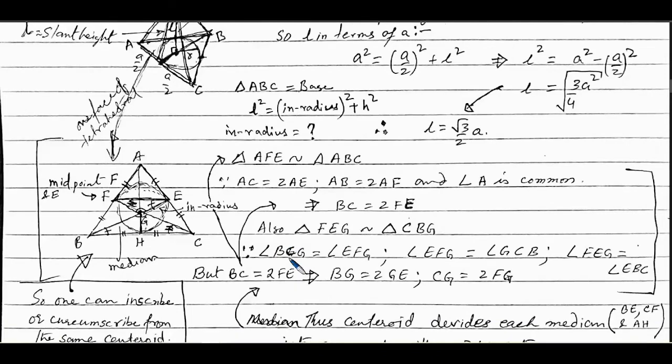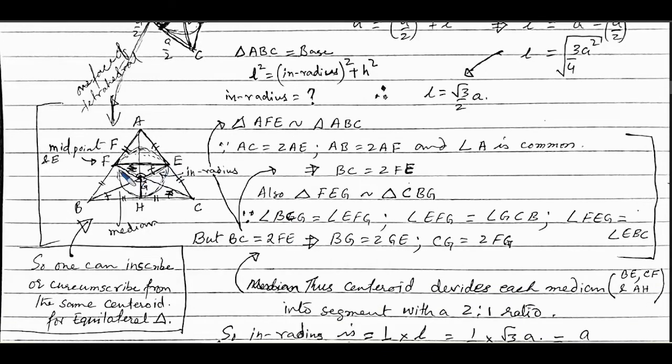Also triangle FEG, you see this triangle here, FEG, and triangle CBG, they are also similar. How are they similar? Because these are two parallel lines. So this angle is an internal alternate angle, so this angle is the same. This angle and this angle are the same. And these are opposite angles; when you cross it, this angle is the same. So from the angles they are similar. Now, since BC is equal to twice FE, this base and this base, this is one triangle and this is another triangle.